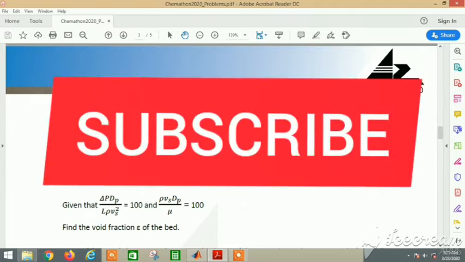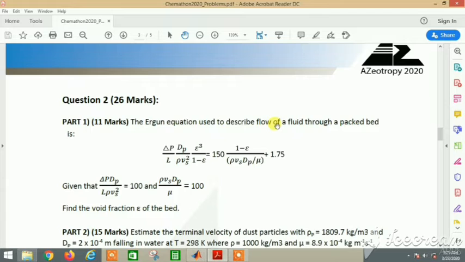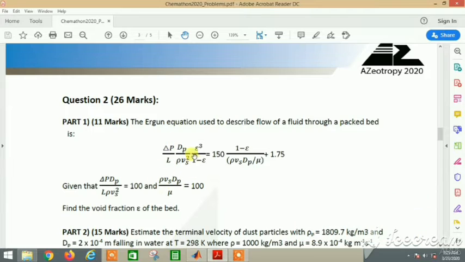Again. And this is the second question that we have here today with us. The question says that the Ergun equation used to describe flow of a fluid through a packed bed is this. So this is the Ergun equation, and some values are given, so this value and this value are given to us. What we need to do is find out the voidage fraction epsilon of the bed. So we need to solve this equation for this epsilon value.